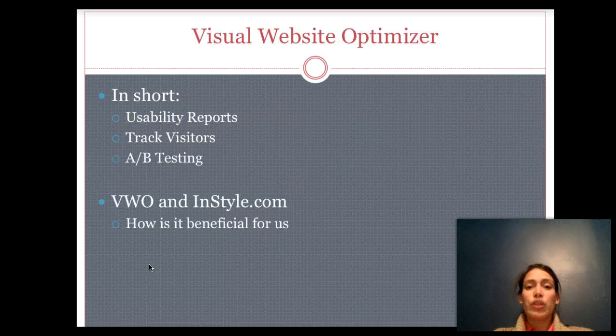And then lastly, Visual Website Optimizer. In short, usability reports, track visitors, and A/B testing, all beneficial to us. Are there any issues on the site that we don't know of? The usability reports will tell us. Tracks visitors, new and old, so we'll be able to see what they saw in the past and what they're seeing now. And then A/B testing, if we want to run any testing, we're able to with Website Optimizer. So it allows us to run some testing and see what works, what doesn't.